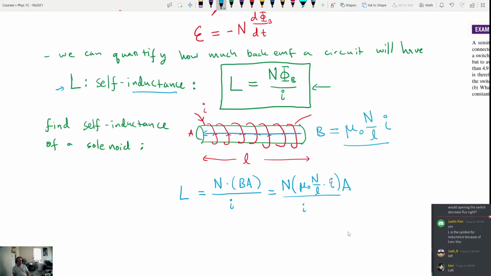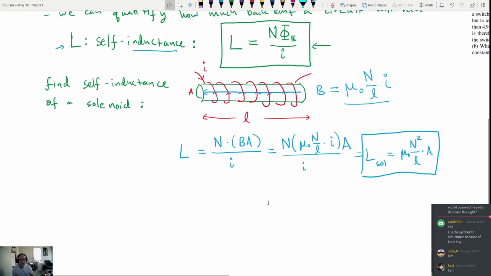So you can see that the currents cancel, and we end up getting that the self-inductance of a solenoid is equal to mu naught N squared divided by L times the area. There we go, that is our self-inductance. If we had values for mu naught, N, A, and L, we could come up with a number. So let's go ahead and do that.